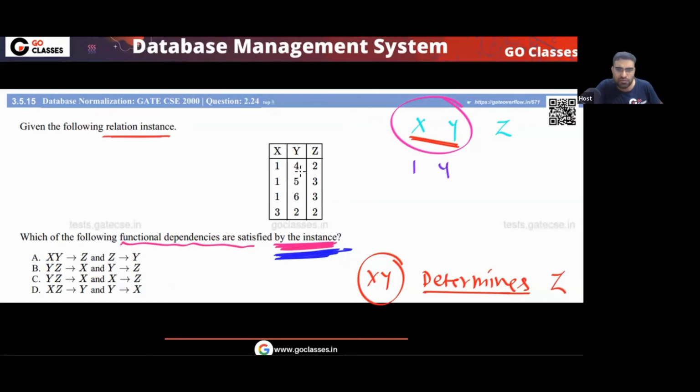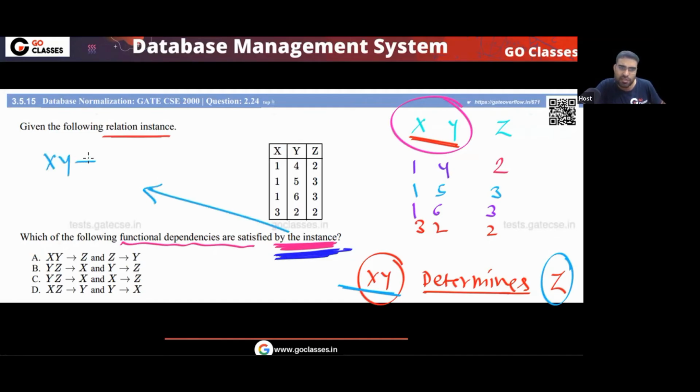If I tell you xy is 1, 4, then z will be 2. If I tell you xy is 1, 5, then z will be 3. If I tell you xy is 1, 6, z will be 3. If I tell you xy is 3, 2, then z will be 2. So can you notice xy determines z? Do you agree? So yes, for this instance, xy determining z holds.